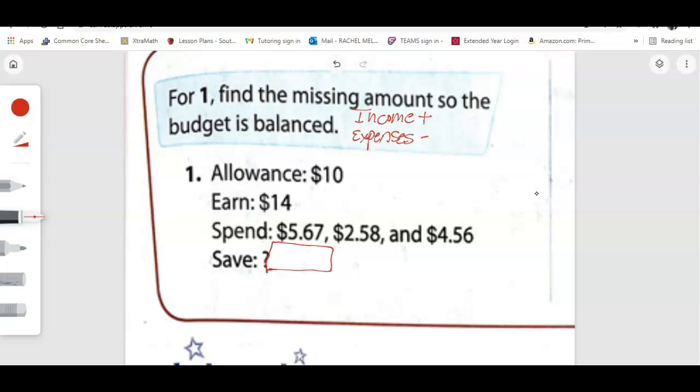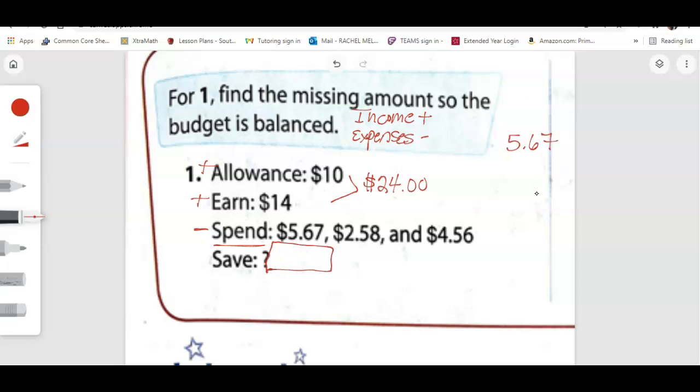Okay, so is an allowance an income or an expense? That would be an income. I get that money. And if I earn it, I also get that money. Okay. Spending obviously means that's an expense. Okay. So what I need to do, add all three of these amounts, and then find my difference. So I think we can do 10 and 14 mental math. I know that the income is going to be $24. Okay. Now for these amounts, I might need to use a calculator.